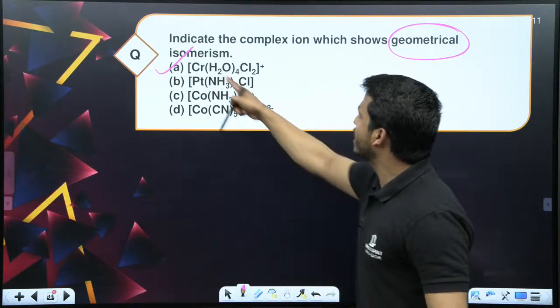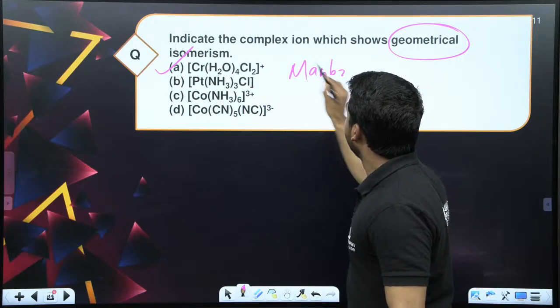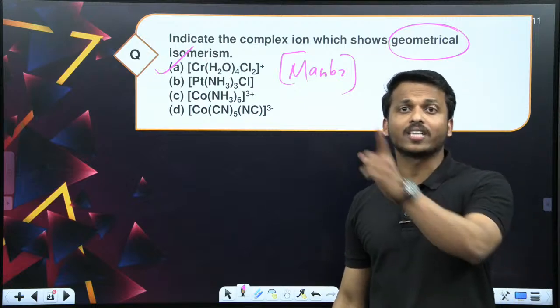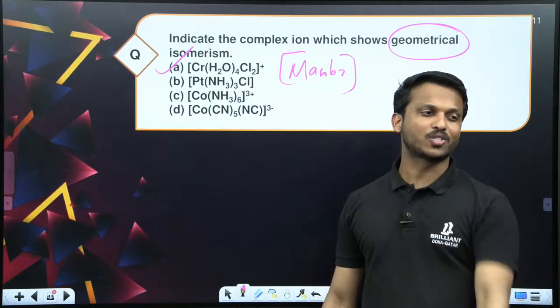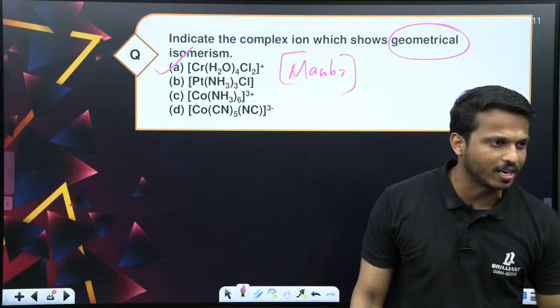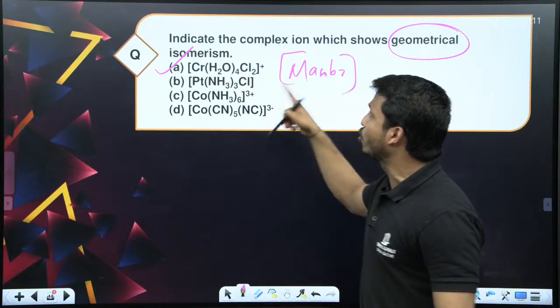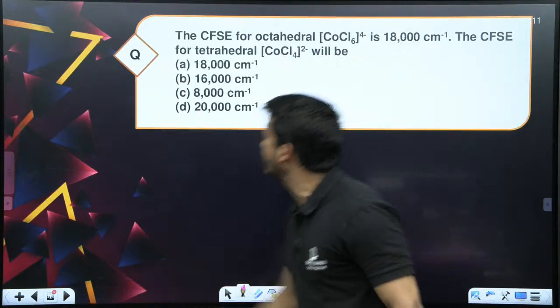Option A. This is a type MA4B2. MA4B2 can show cis trans isomerism. MA3B3 shows fac and mer isomerism that we studied in class. Atik and Hemant already gave the correct answer. MA4B2 type shows cis trans isomerism. That is our geometrical isomerism.